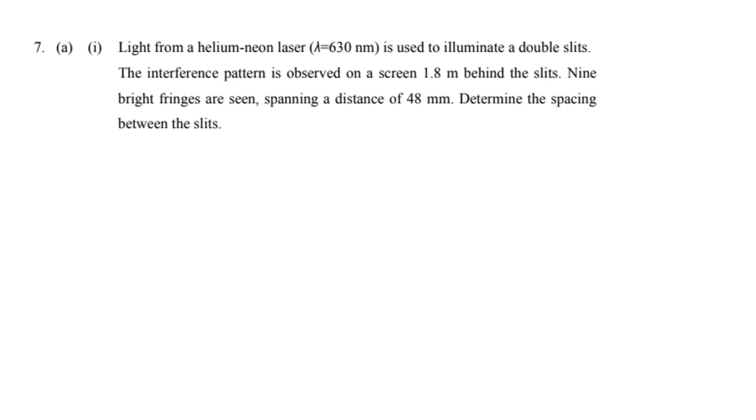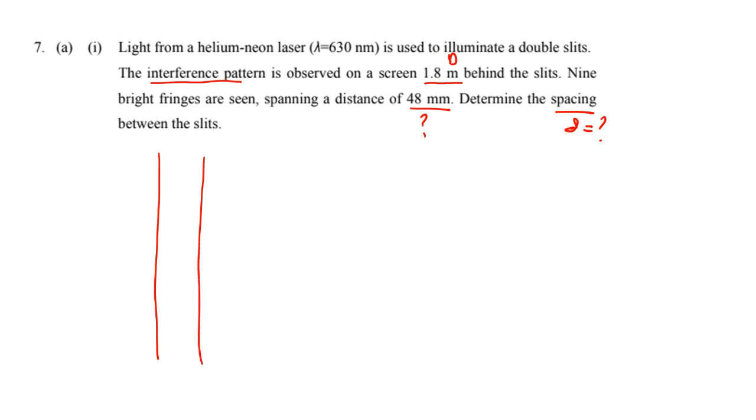Okay, from this question you are given 1.8 meters, meaning that this is D. 9 bright fringes are seen, spanning a distance of 48 mm. What is y's value? Later we'll discuss. Determine the spacing between the slits means we want to find out d. Okay, so I suggest you sketch the interference pattern. And given here, there are 9 bright fringes seen.